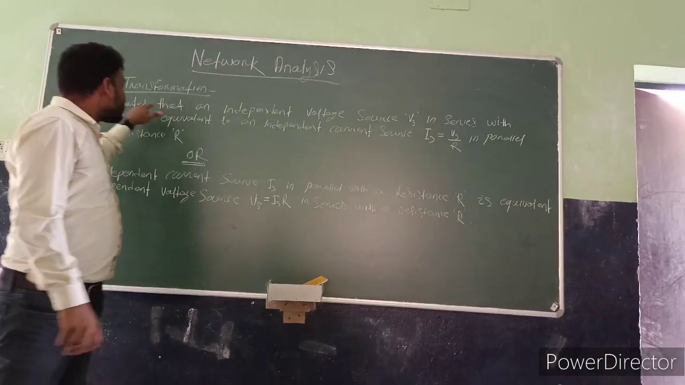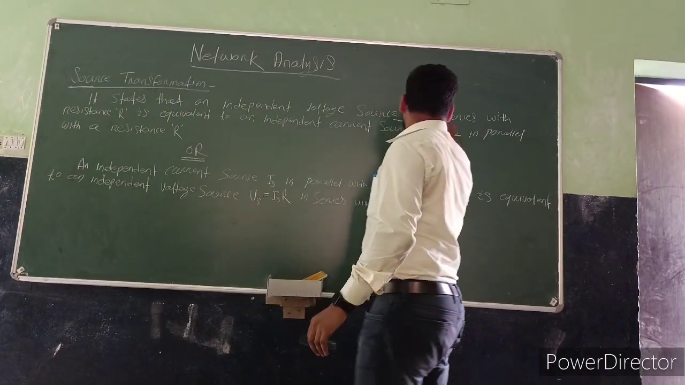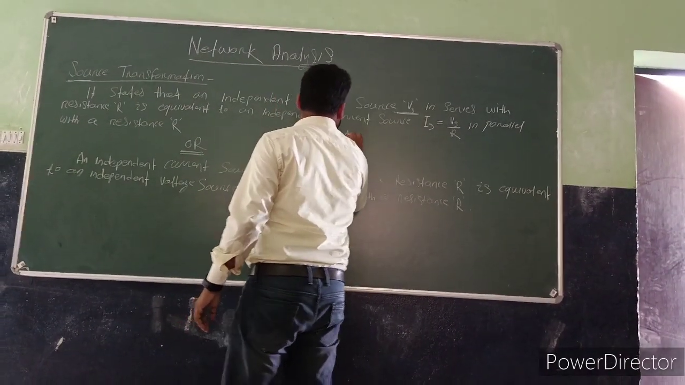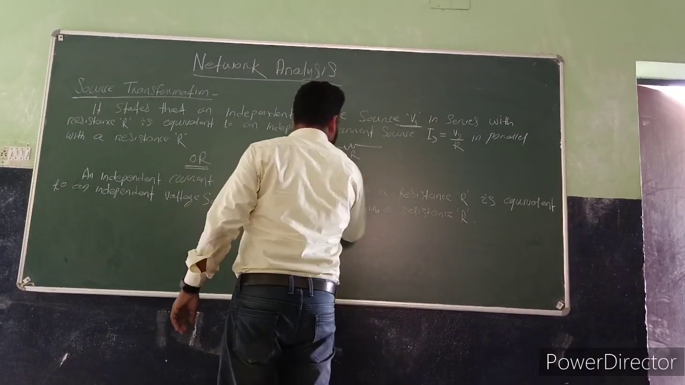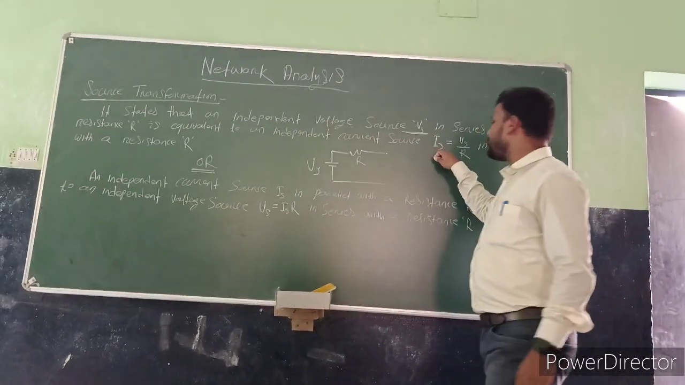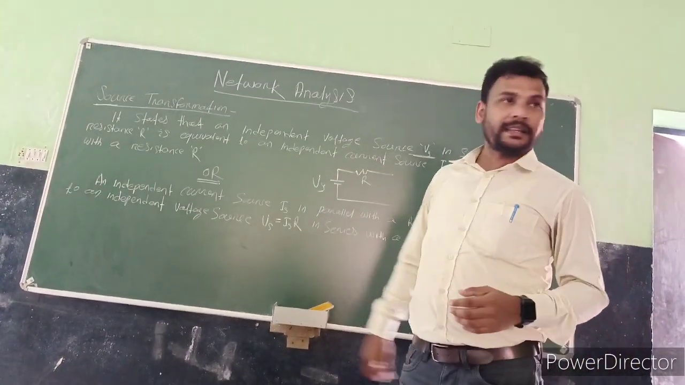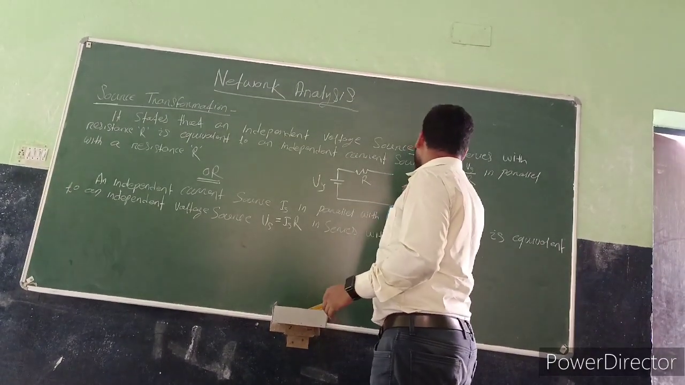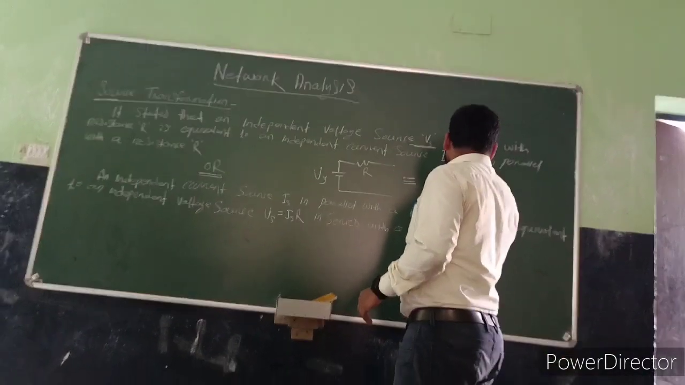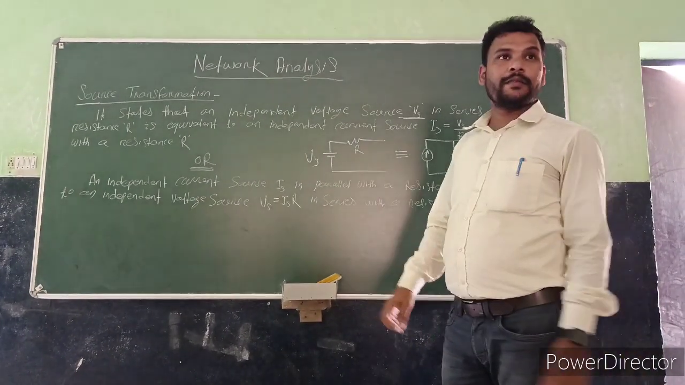What is source transformation? It states that an independent voltage source Vs in series with a resistance R is equivalent to an independent current source Is, which equals Vs by R, in parallel with a resistance R. That means this is equivalent to a current source having a resistance R in parallel.